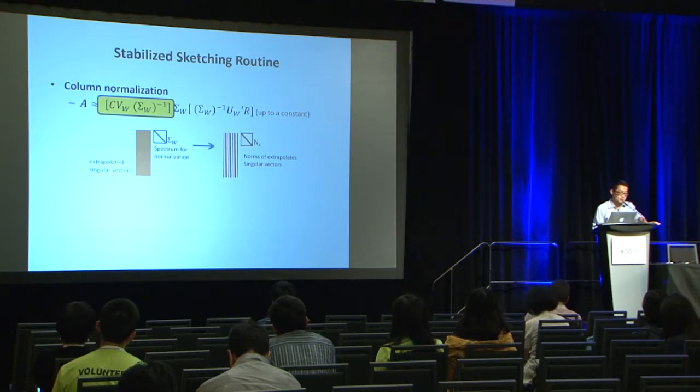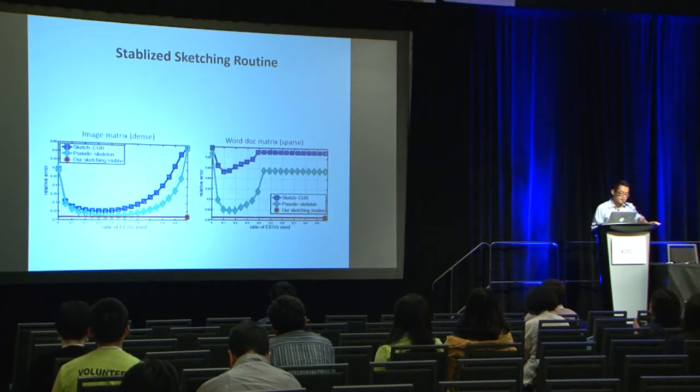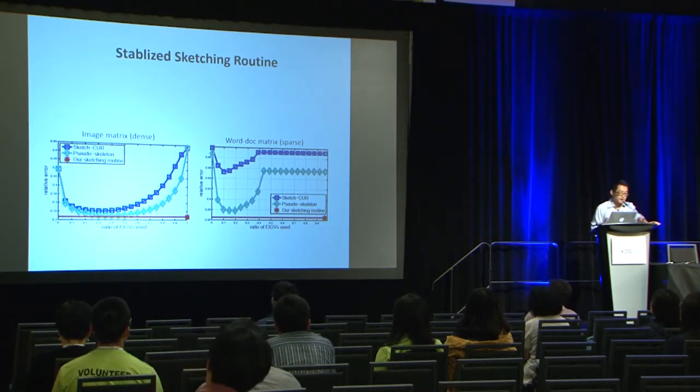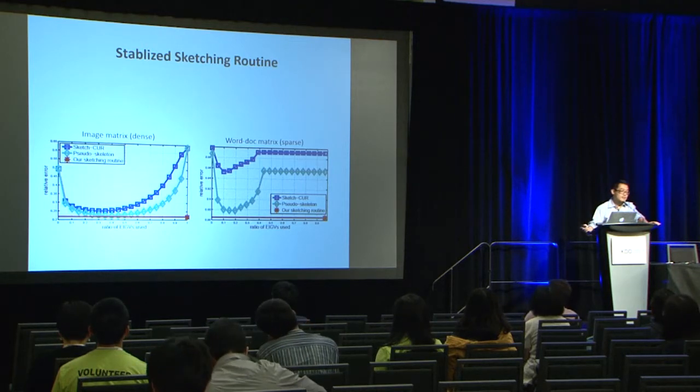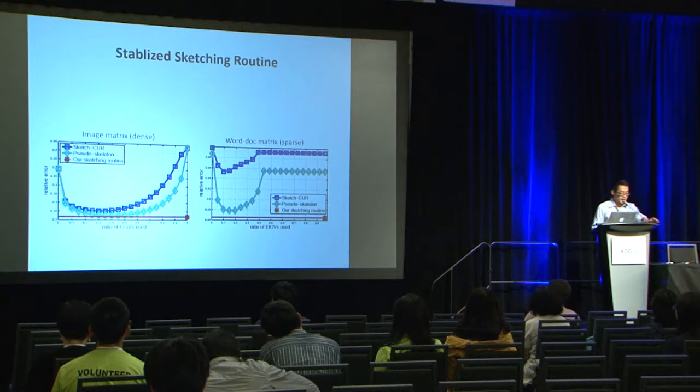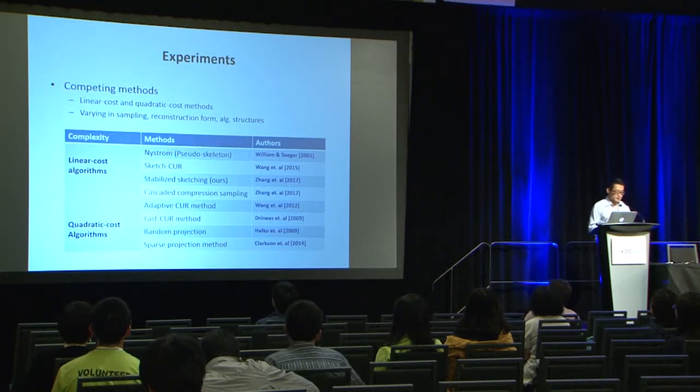We call this norm-based regularization, and it actually works pretty well in practice. You can see that the red line and the dots are our approach after stabilization. It doesn't have to throw away any singular vectors, and it always achieves the minimum errors. Okay. Now we can examine the experimental results.